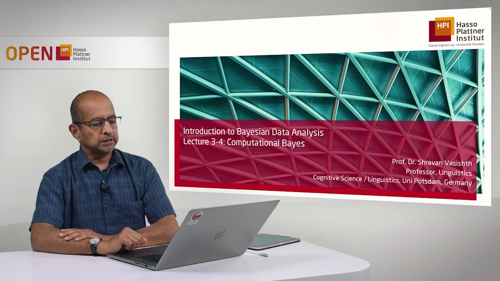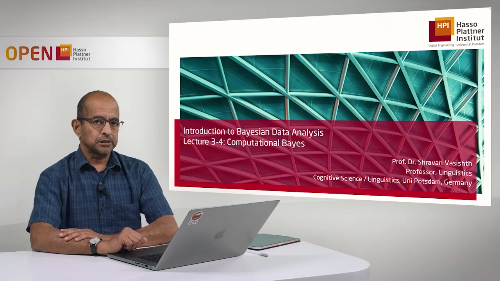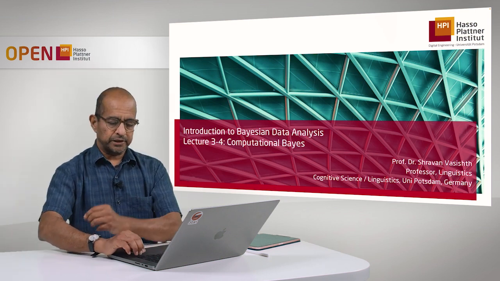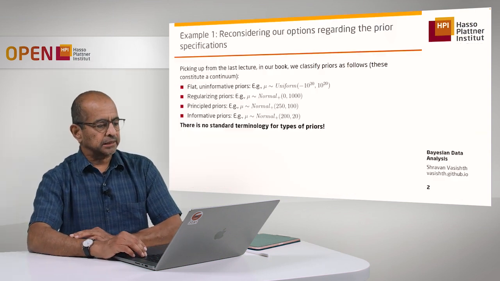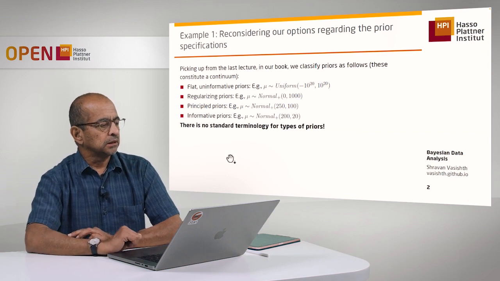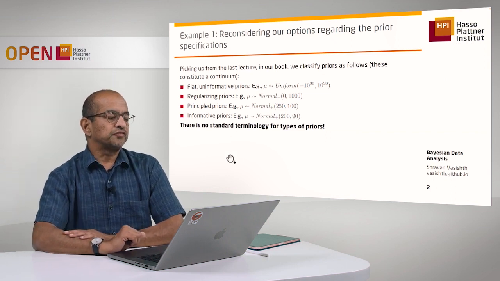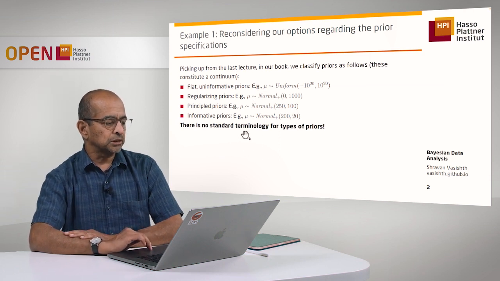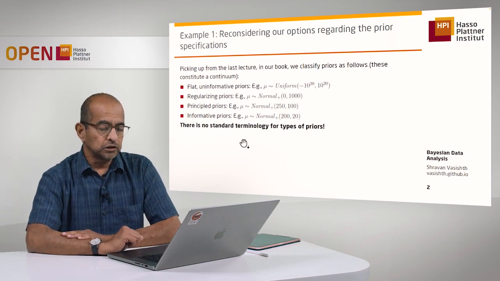Okay, so now let's take a look at what happens when we specify different priors in the model that we are looking at, this simple model of reaction times, right? As I mentioned in the last lecture, there's a range of priors that you can choose. You can choose a different set of priors for all the parameters. Here I'm just showing you some possibilities for the mu parameter.